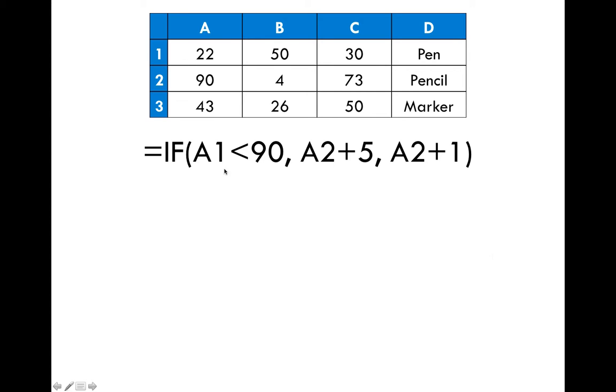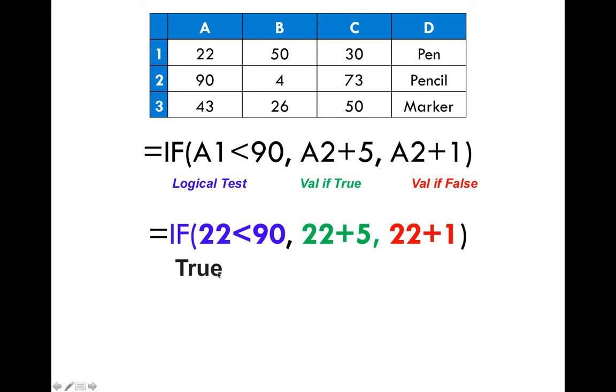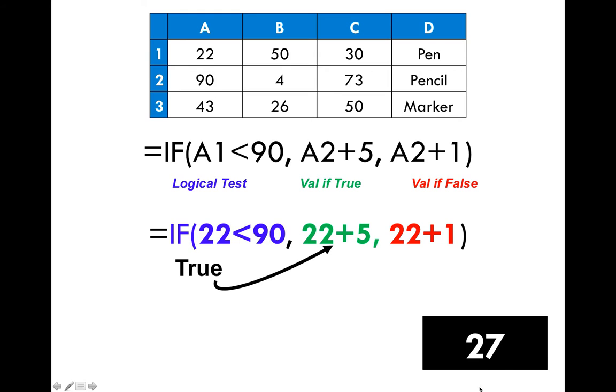So the next example, if A1 is less than 90, great. A1, in this case, is 22. Is 22 less than 90? Yes, it is. So this is a true statement. So what I want you to do is go and do whatever it says in the second argument, which in this case says take the value in A2 and add 5 to it. Take the value in A2, that would be 90, plus 5 would give you an answer of 95, not 27. That's a mistake on my part. But it's going to actually go find the value in A2 and add 5 to it and give you back the answer.